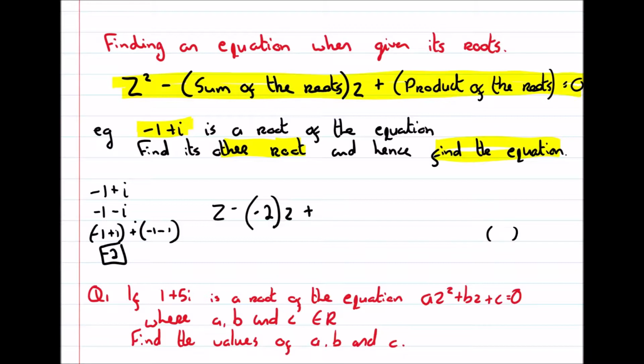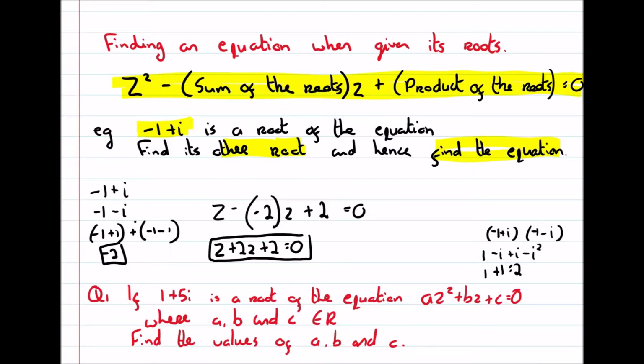So I'll do that over here. The product means multiply. So it's minus 1 plus i times minus 1 minus i. We multiply that out, we get 1 minus i plus i minus i squared, which is 1 plus 1, which equals 2. So it's z squared minus minus 2z, which is plus 2z, plus 2 equals 0. So there's the equation. Okay, we just have to know this.